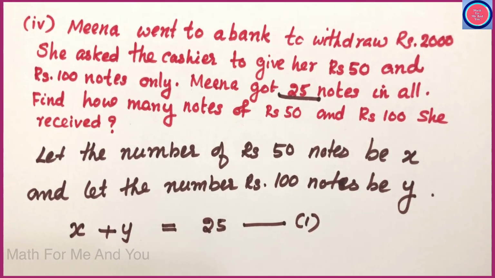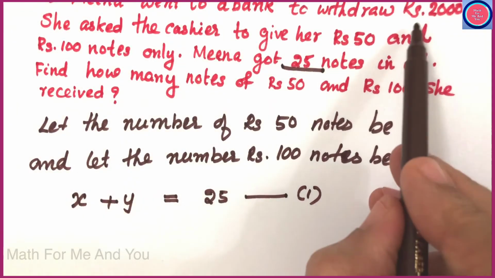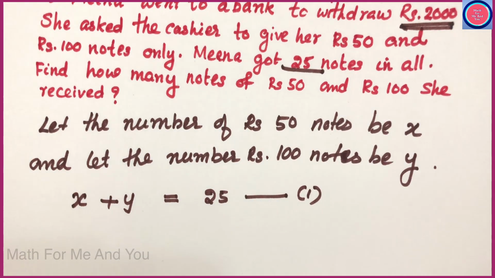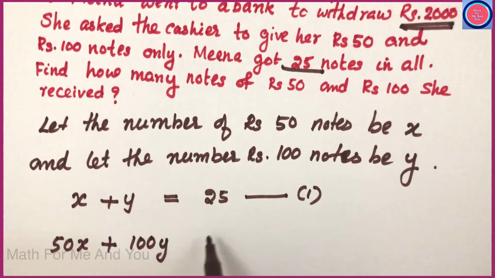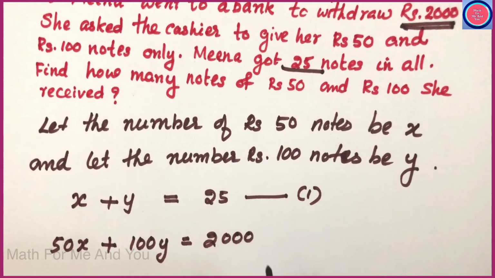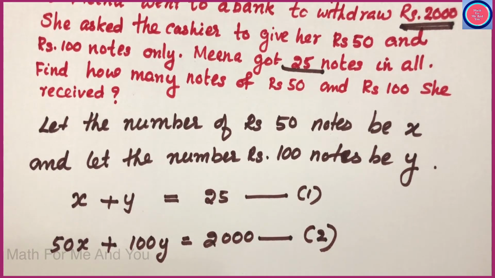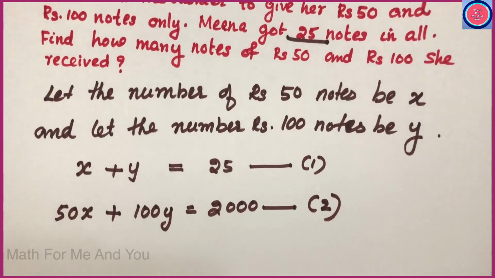In the first sentence, it is given Meena went to the bank to withdraw rupees 2000. So she has 2000 rupees right now. That means 50 notes plus 100 notes. But 50 in how many number? x in number. It is 50x plus 100 rupees notes. How many in number? y in number. It is 100 times y. Then what is the total amount she has? She has the total amount 2000. 50x plus 100y equals 2000.